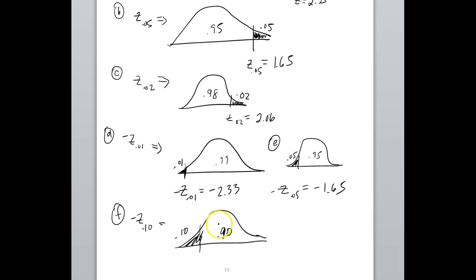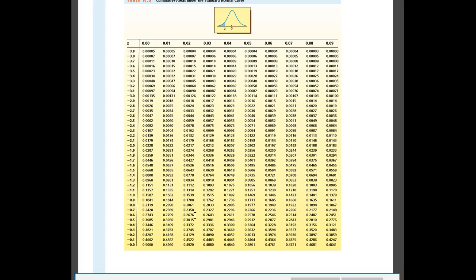It's nice when you're working with the negative numbers because whatever probability they give you, that's just what you're looking for in the table. You're not looking for the 1 minus that. You're just looking for that probability. So we have to look for the probability inside the table that is closest to 0.1 or 0.10. So we're looking over here, and we want to find something that's close to 0.1. Okay, we're getting warmer, right here. 0.1003, and that is a negative 1.28.